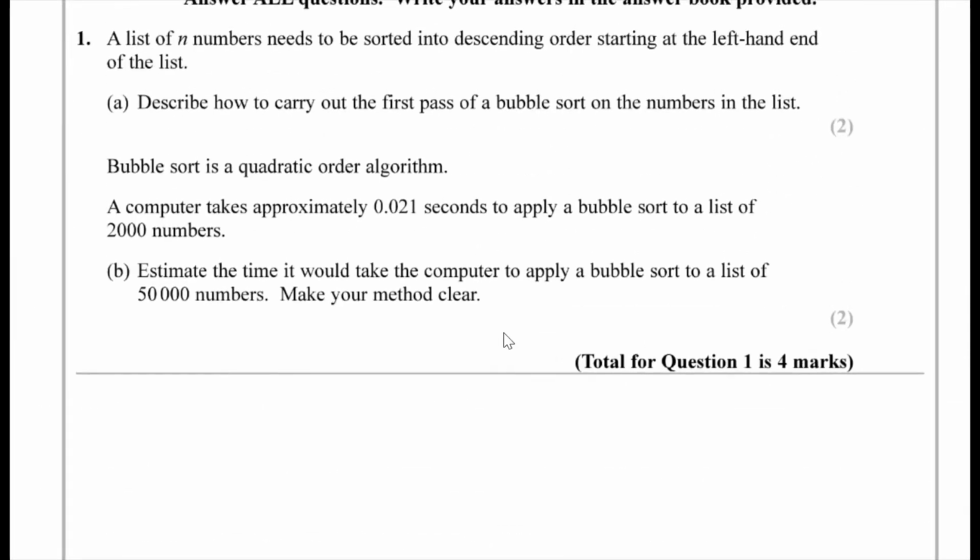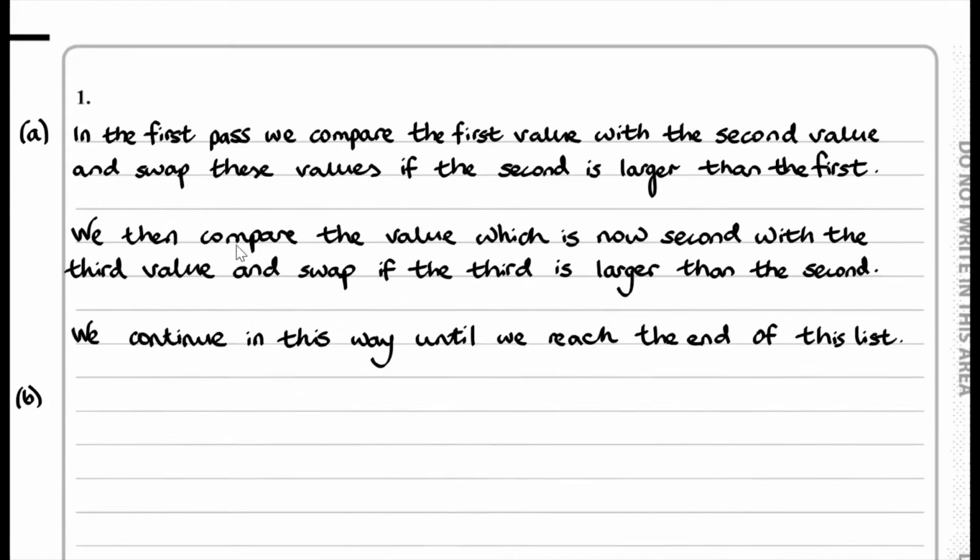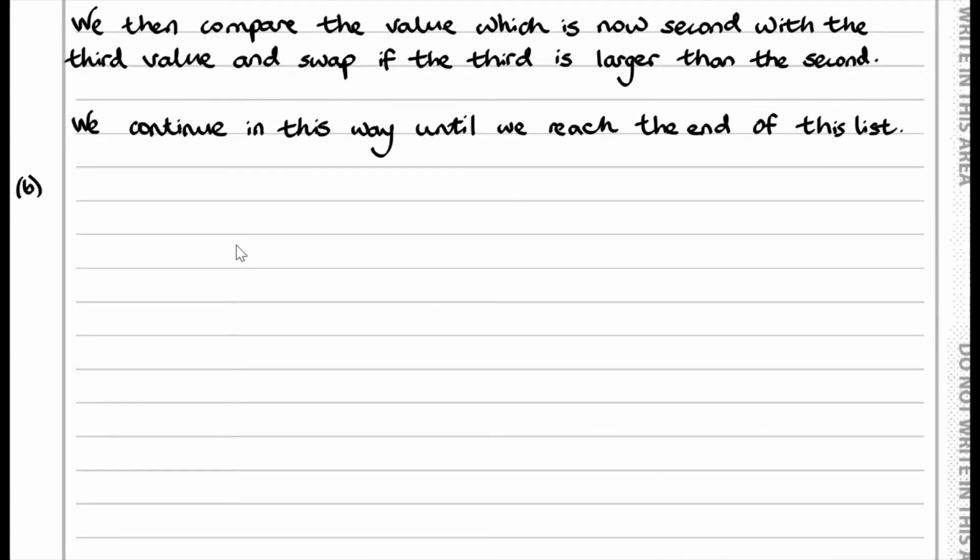And now for part B. Bubble sort is a quadratic order algorithm. A computer takes approximately 0.021 seconds to apply a bubble sort to a list of 2000 numbers, and we have to estimate the time it would take the computer to apply a bubble sort to a list of 50,000 numbers. Make your method clear. Well, we know that it takes 0.021 seconds to sort 2000 numbers, and we first of all for part B need to work out our scale factor.